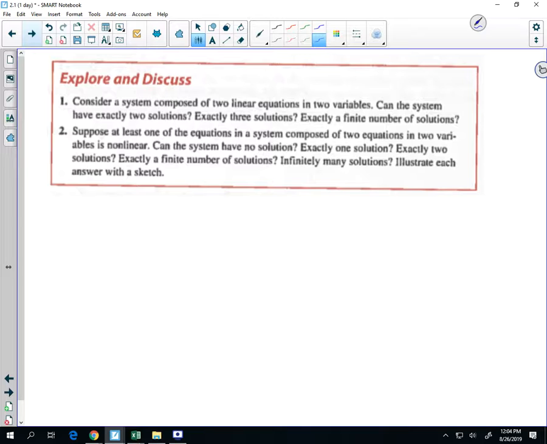And then also look at number 2. It says, suppose at least one of the equations in a system composed of 2 equations in 2 variables is nonlinear. Can the system have no solution, exactly 1 solution, exactly 2 solutions, exactly a finite number of solutions, infinitely many solutions, and illustrate each one with a sketch? Well, you can't really illustrate this on Edpuzzle, but I want you to think about the answers to these questions, and we'll share this in class, okay?